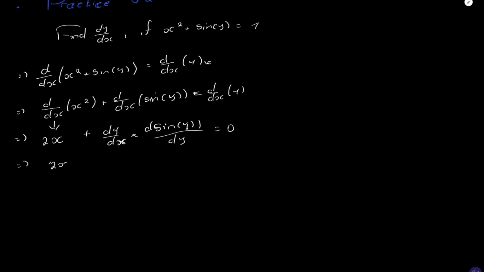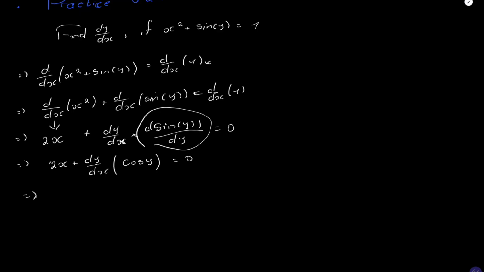This leaves us with 2x plus dy/dx, in bracket, what's the derivative of sine y with respect to y? We have cos y. The derivative of sine y with respect to y is cos y, equal to 0. Now what does our next step ask us to do? Our next step asks us to simplify and solve for dy/dx algebraically. Solving for this algebraically just tells us to make dy/dx the subject of the formula. So let's go ahead and make it.